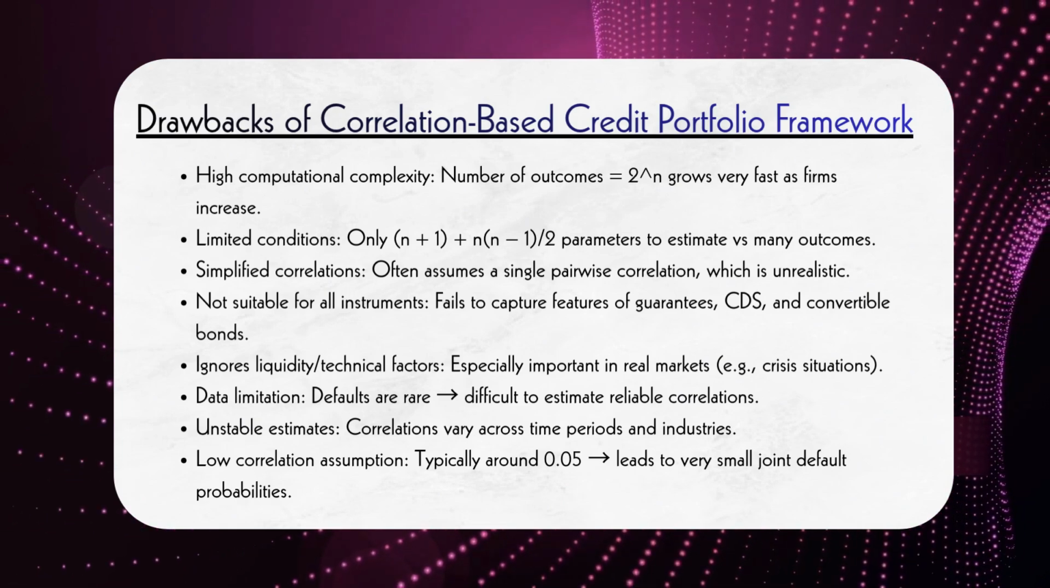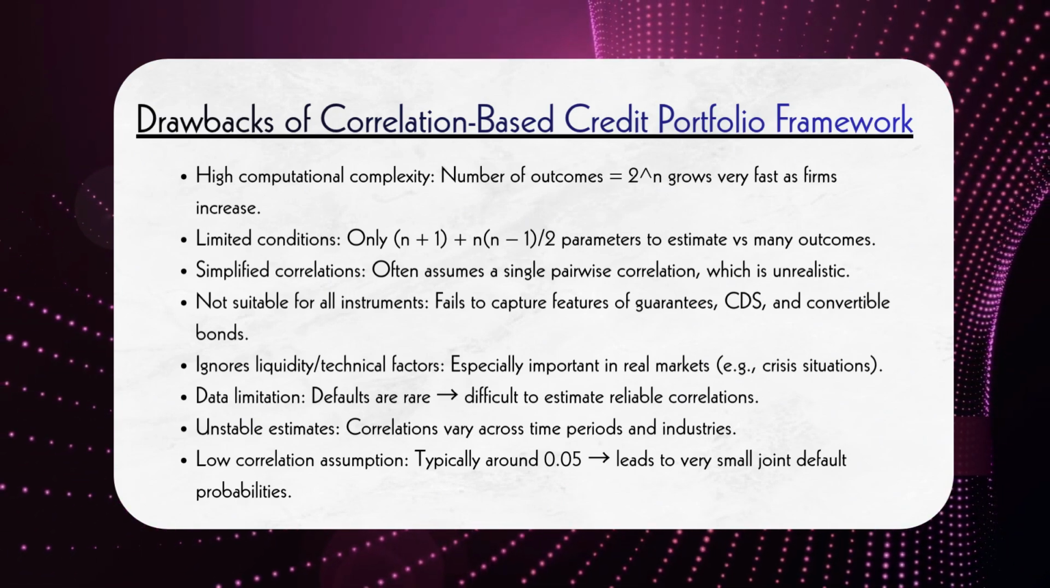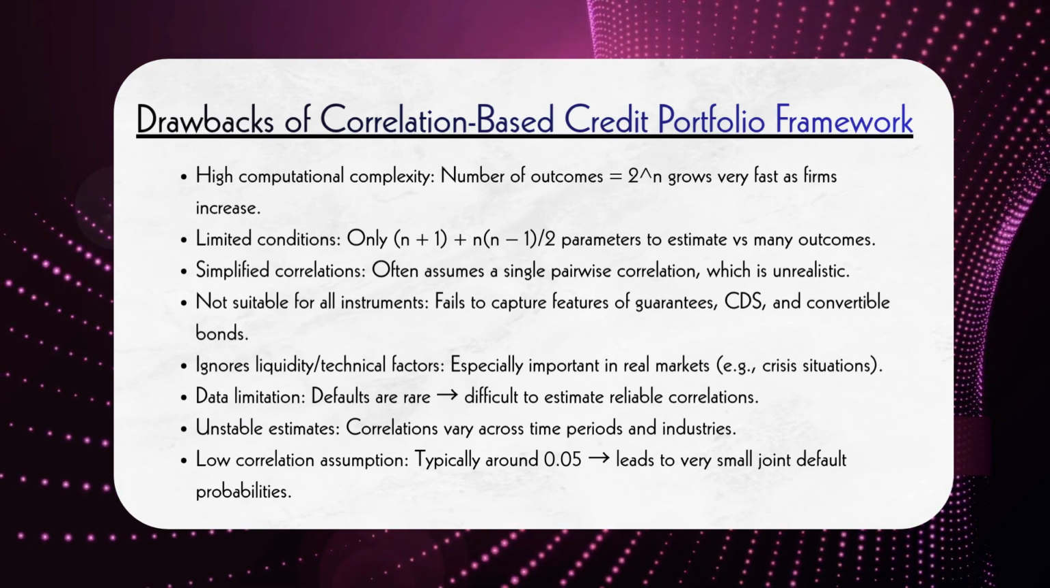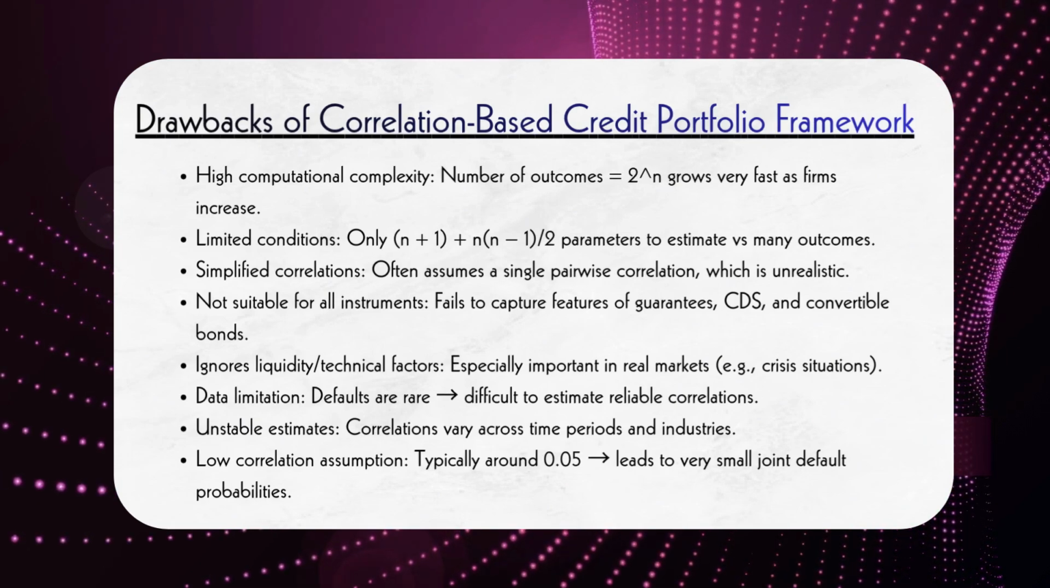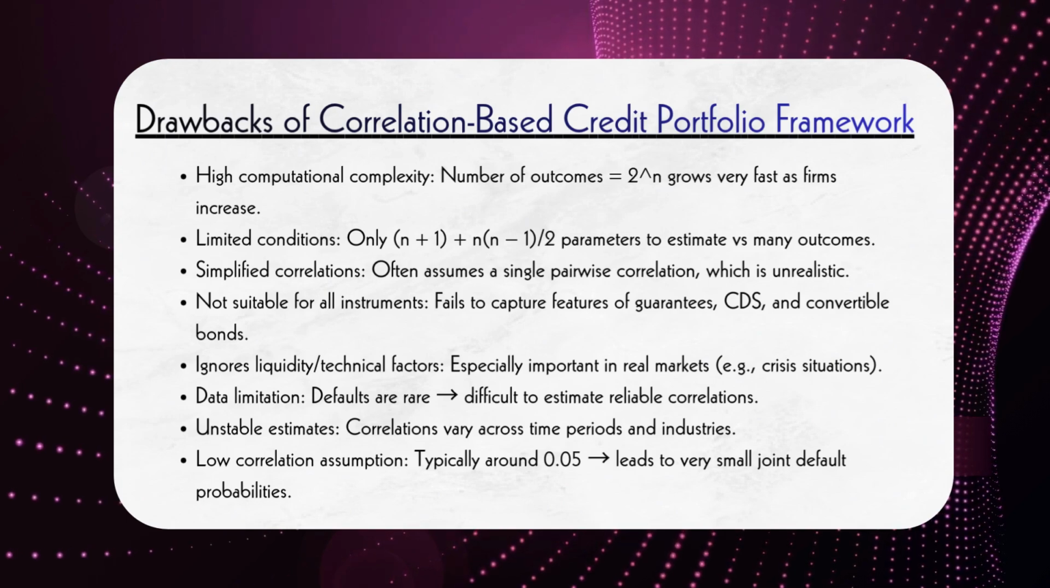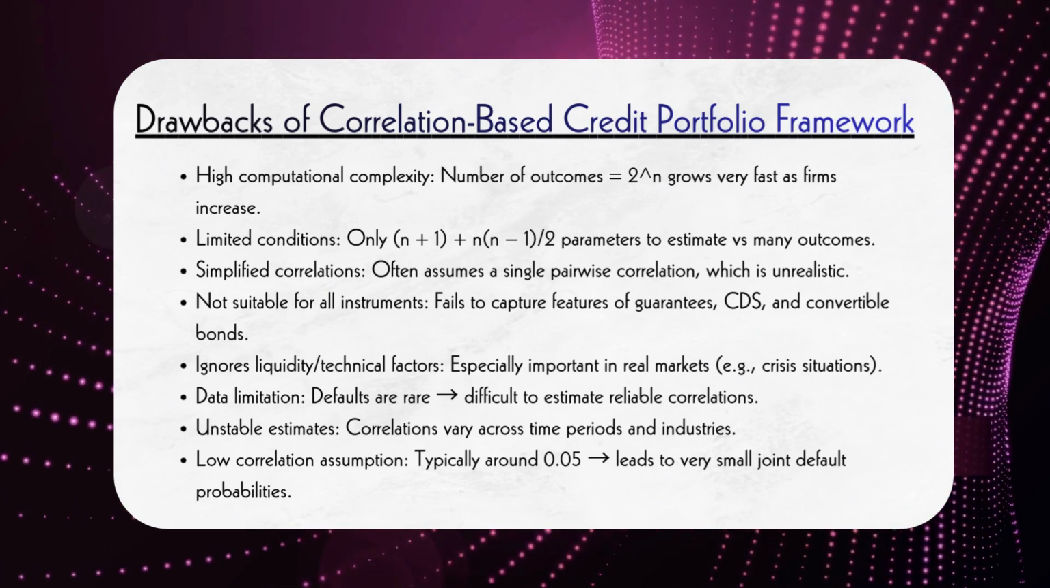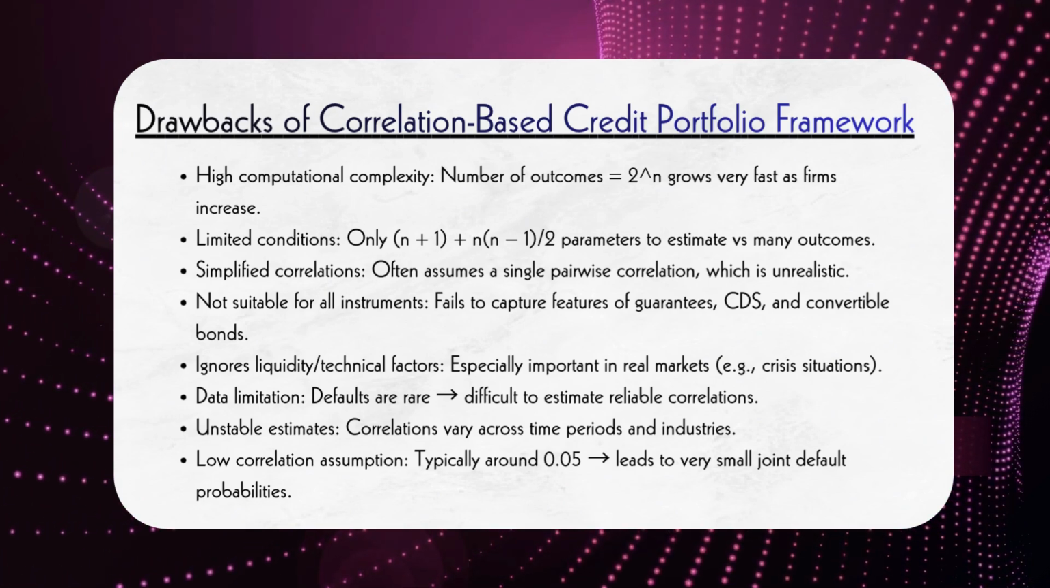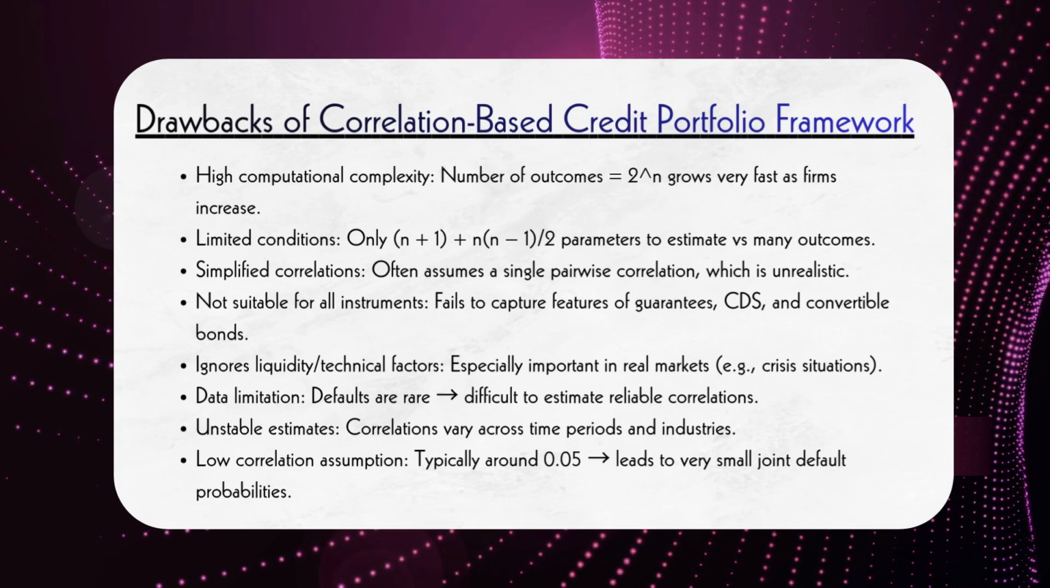In practice, correlations are often assumed to be low, typically around 0.05, which implies that joint default probabilities are even smaller. Overall, while the correlation-based framework provides a structured approach, its practical limitations reduce its effectiveness in real-world credit risk modeling.